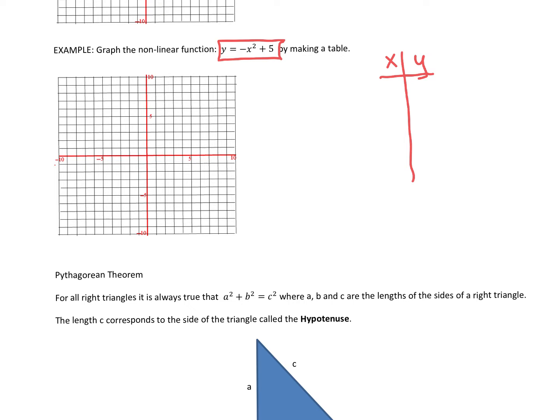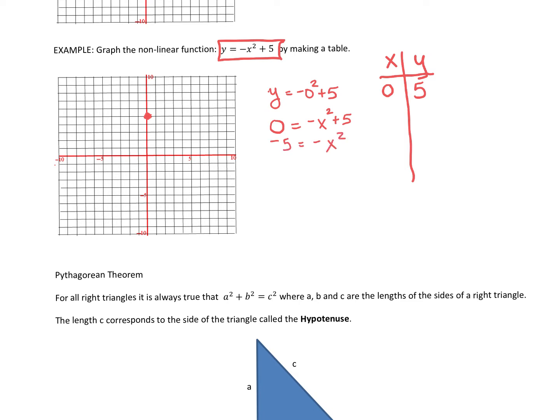So for example, if x is 0, I'm going to get y equals negative 0 squared plus 5 and get 0, 5. So let's plot that here, 0, 5. If I let y equal 0, this would be my other intercept. I'm going to get minus x squared plus 5. I'll subtract 5 from each side.